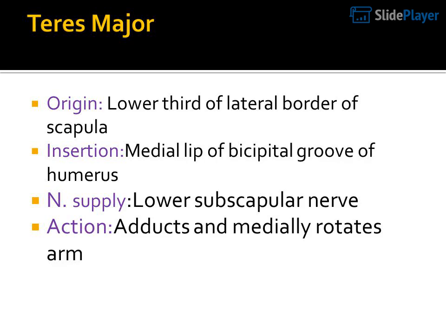Teres major, nerve supply: lower subscapular nerve. Origin: lower third of lateral border of scapula. Insertion: medial lip of bicipital groove of humerus. Nerve supply: lower subscapular nerve. Action: adducts and medially rotates arm.